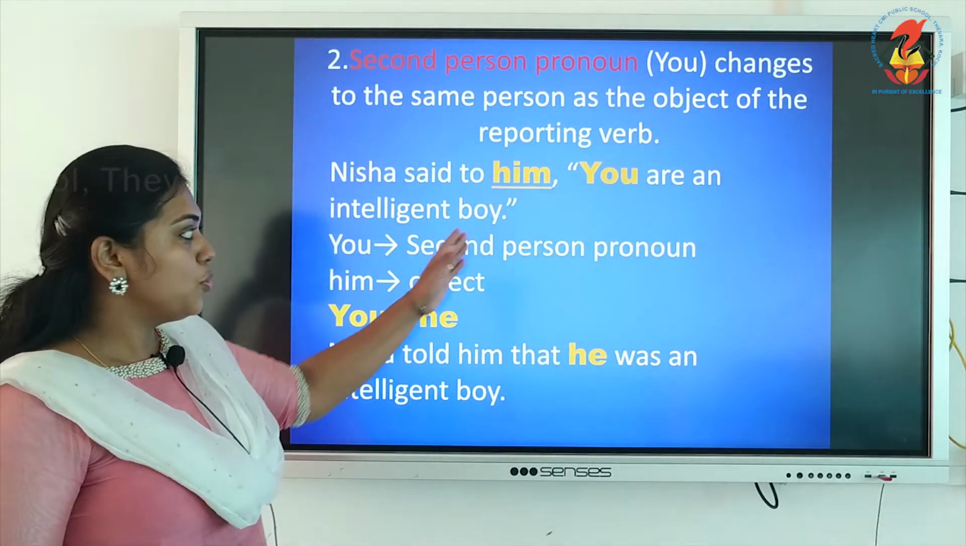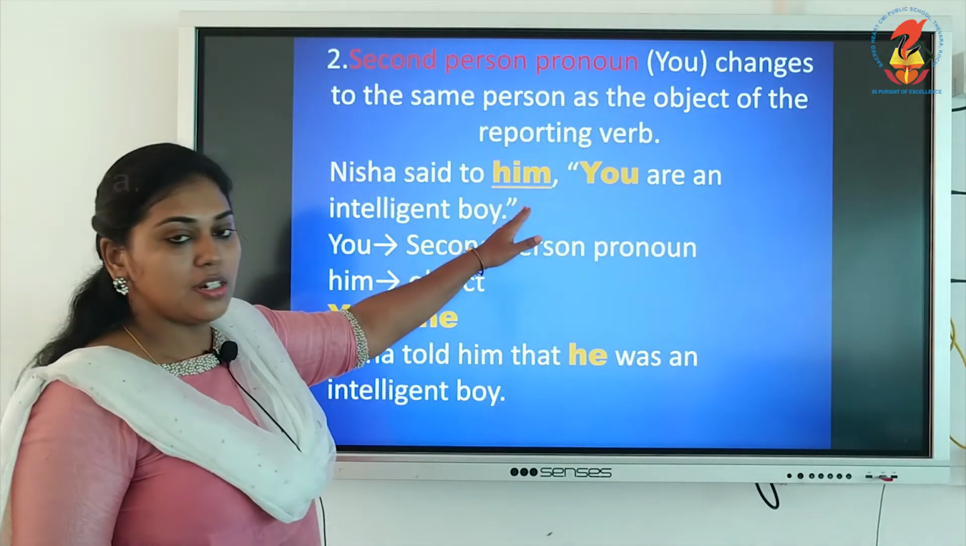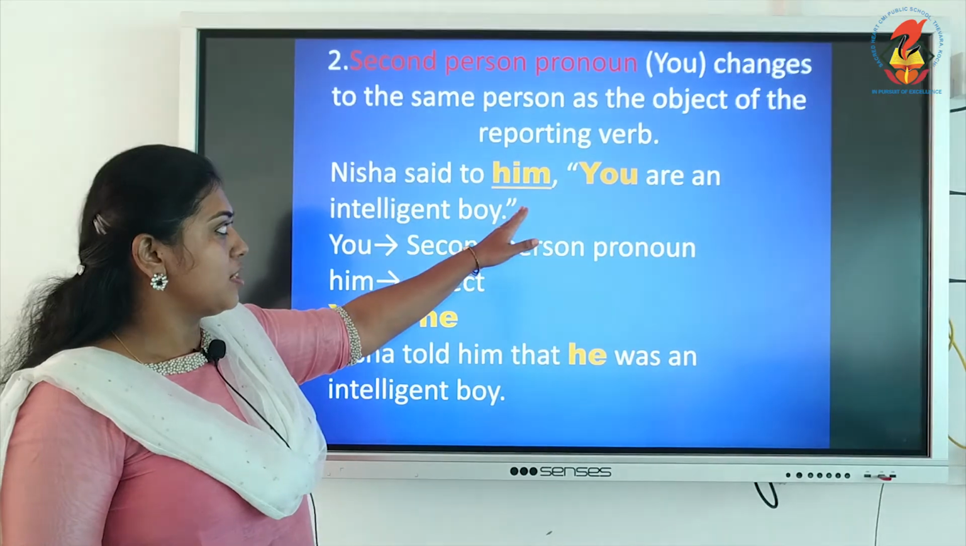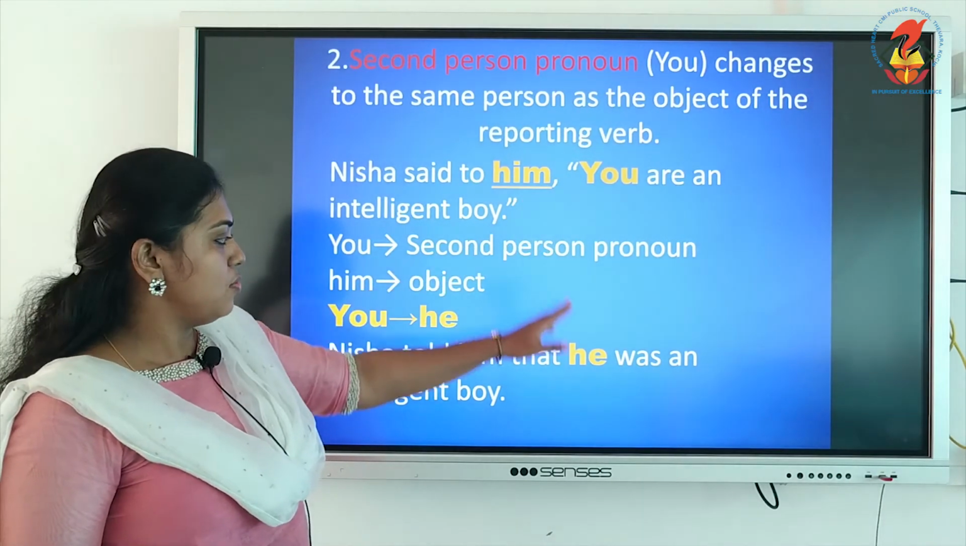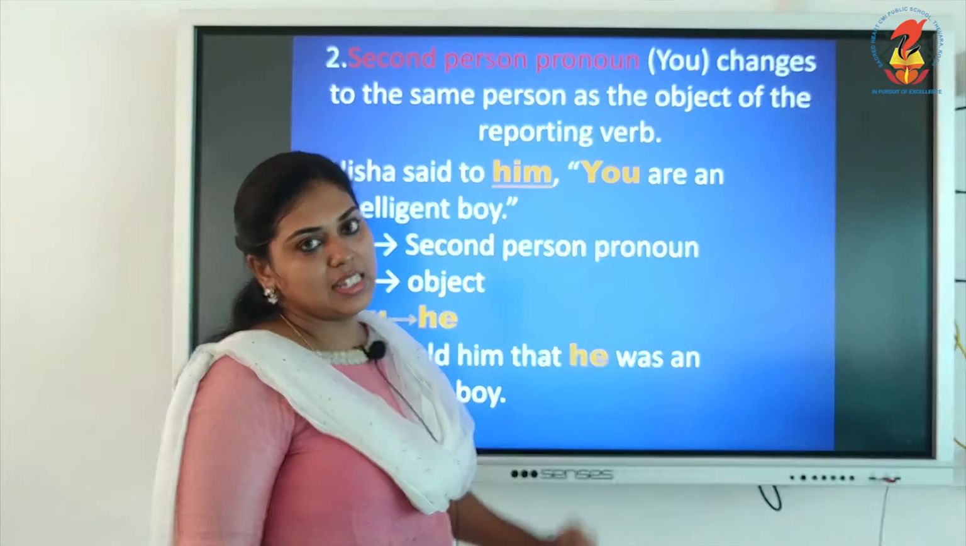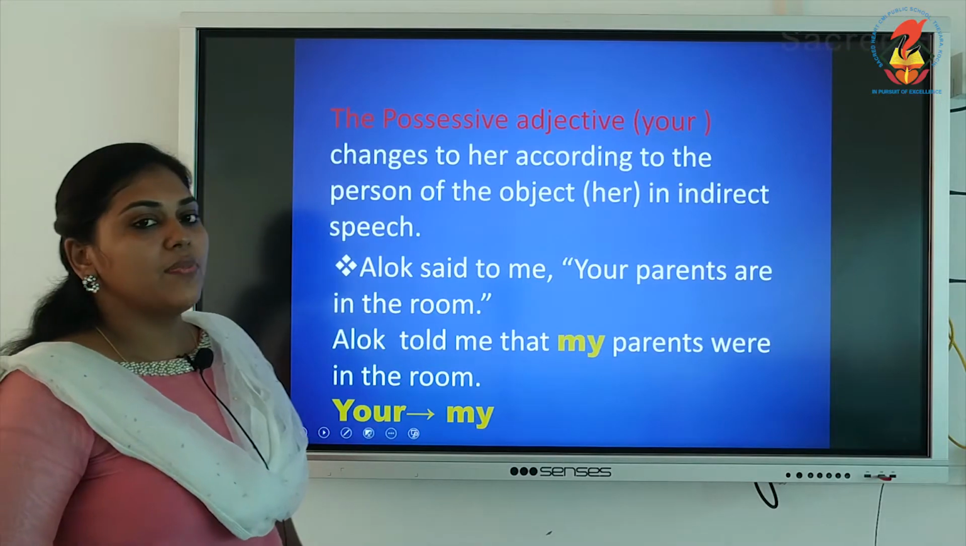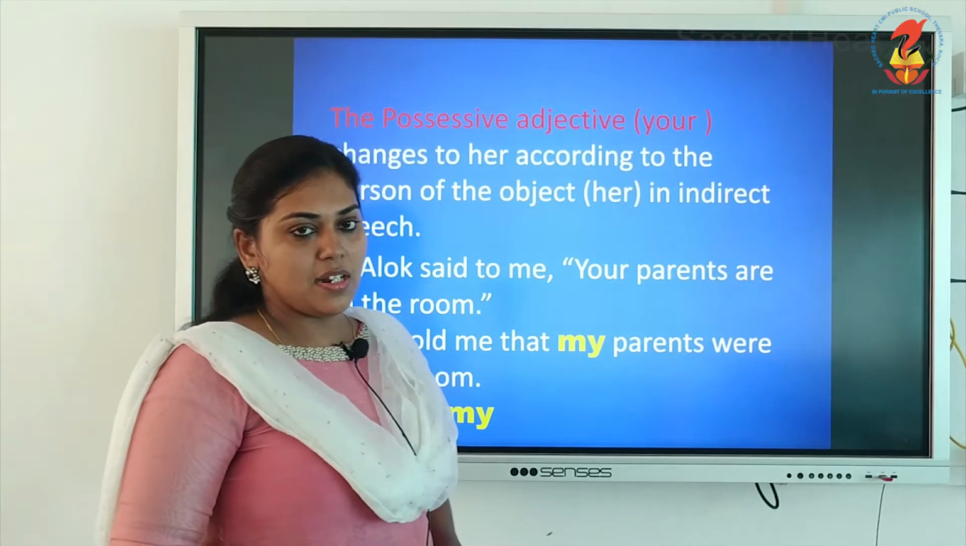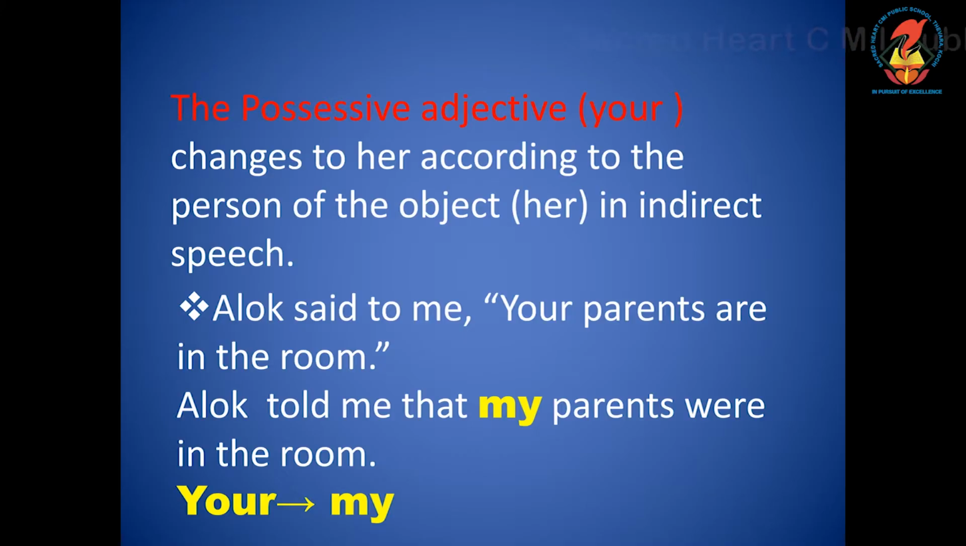Okay? So you is being changed to the same gender of the object. The object is him here, so it's a male gender, so that should be replaced with he. Next one, when the possessive adjective your comes in a sentence, the possessive adjective your changes to the person of the object of the reporting verb. For example, Alok said to me, "Your parents are in the room."